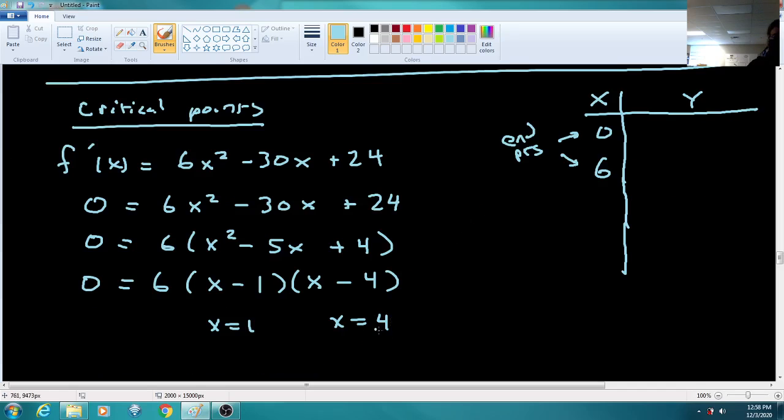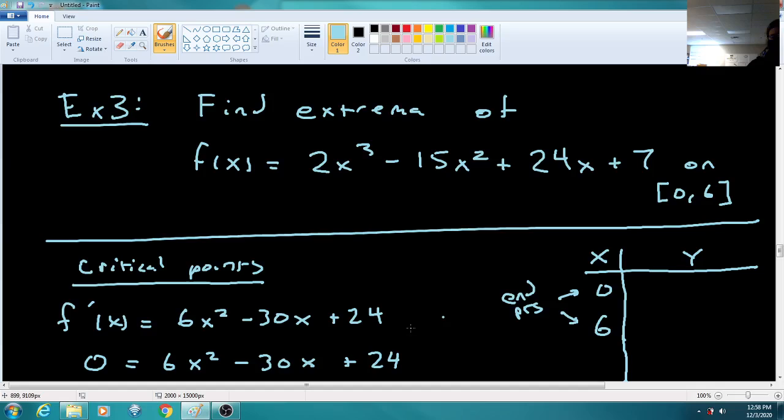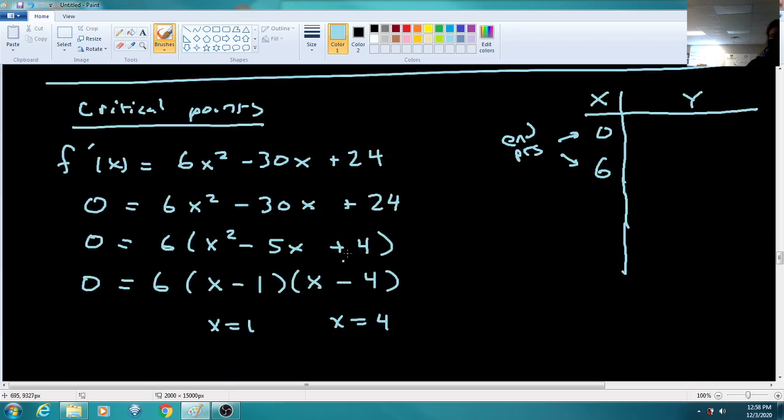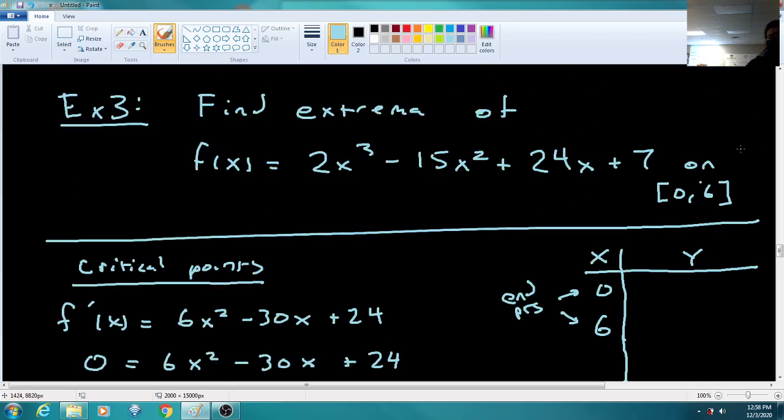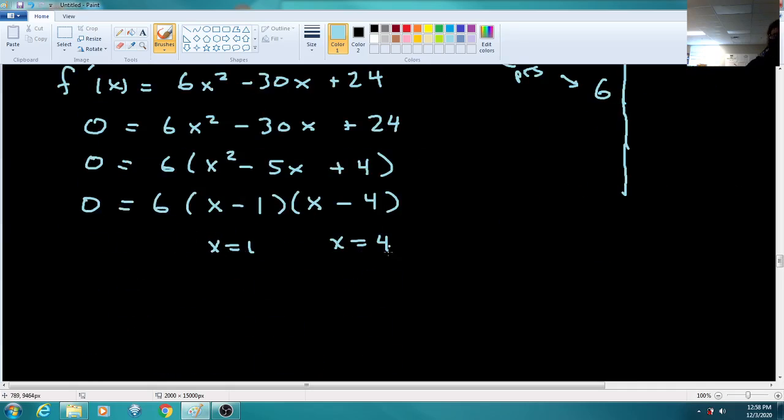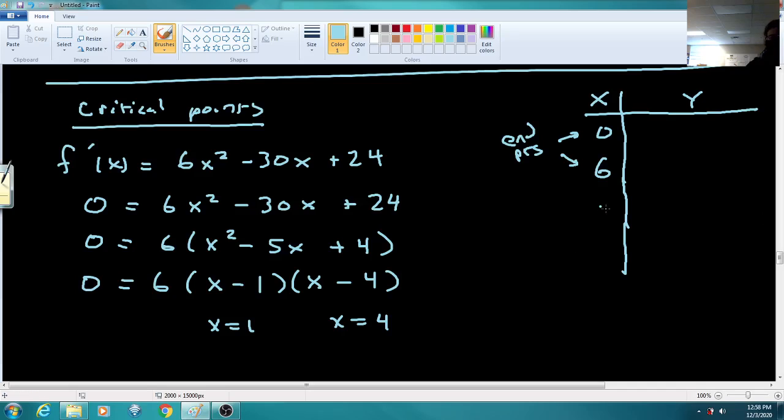If, like, this critical point here was like 54 or something, it would be outside of 0 to 6, so we wouldn't check it. So you only check numbers in between 0 and 6, or inside whatever your interval is. And our interval is 0 to 6. So here, 1 and 4 are both within 0 to 6, so they are both numbers I need to check.